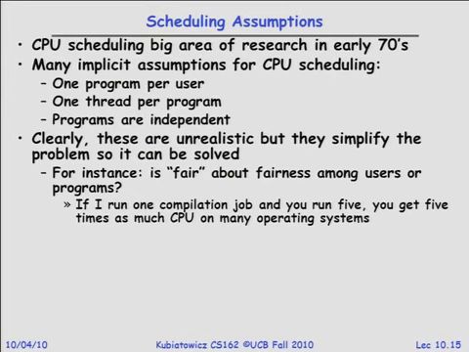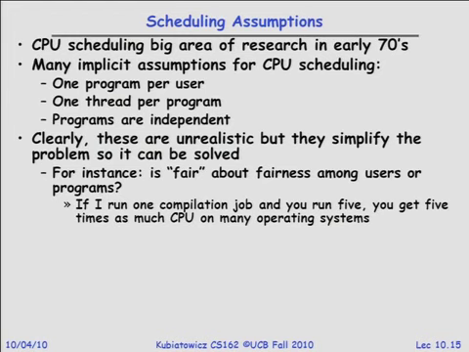What does the word fair mean? If I run one compilation job and you run 5, is it fair that I get 1/5 of the CPU you do? Or should it be the case that each of your 5 compilation jobs gets 1/5 of the CPU of my compilation job? Which one is more fair? How many people think the first one is fair? The more jobs you run, the more CPU you get. Okay, a couple of people. How many think it's more fair to take each user and give them a fixed amount of CPU no matter what they run?